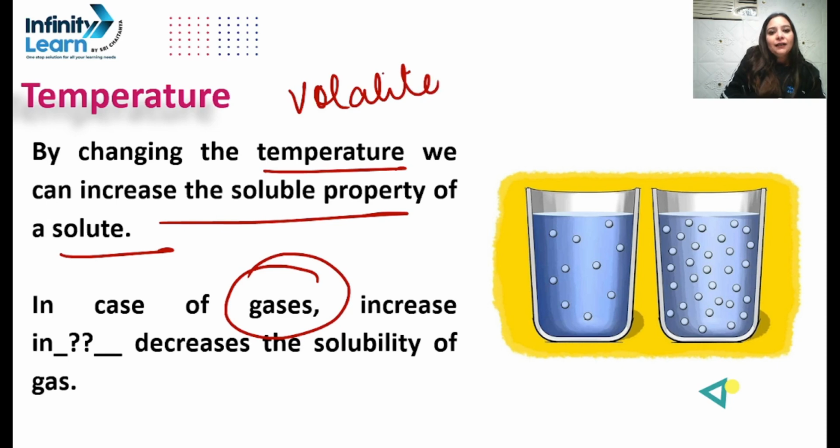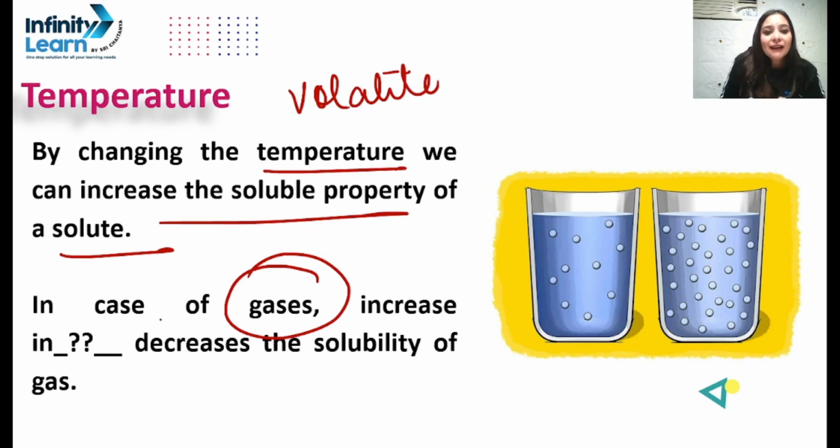Gases, they are volatile, right? So when we increase the temperature, gaseous particles take that energy as their kinetic energy and start moving randomly. And when they start moving randomly, what will happen? Their solubility will decrease because they will start coming out from the solution because of increased kinetic energy.